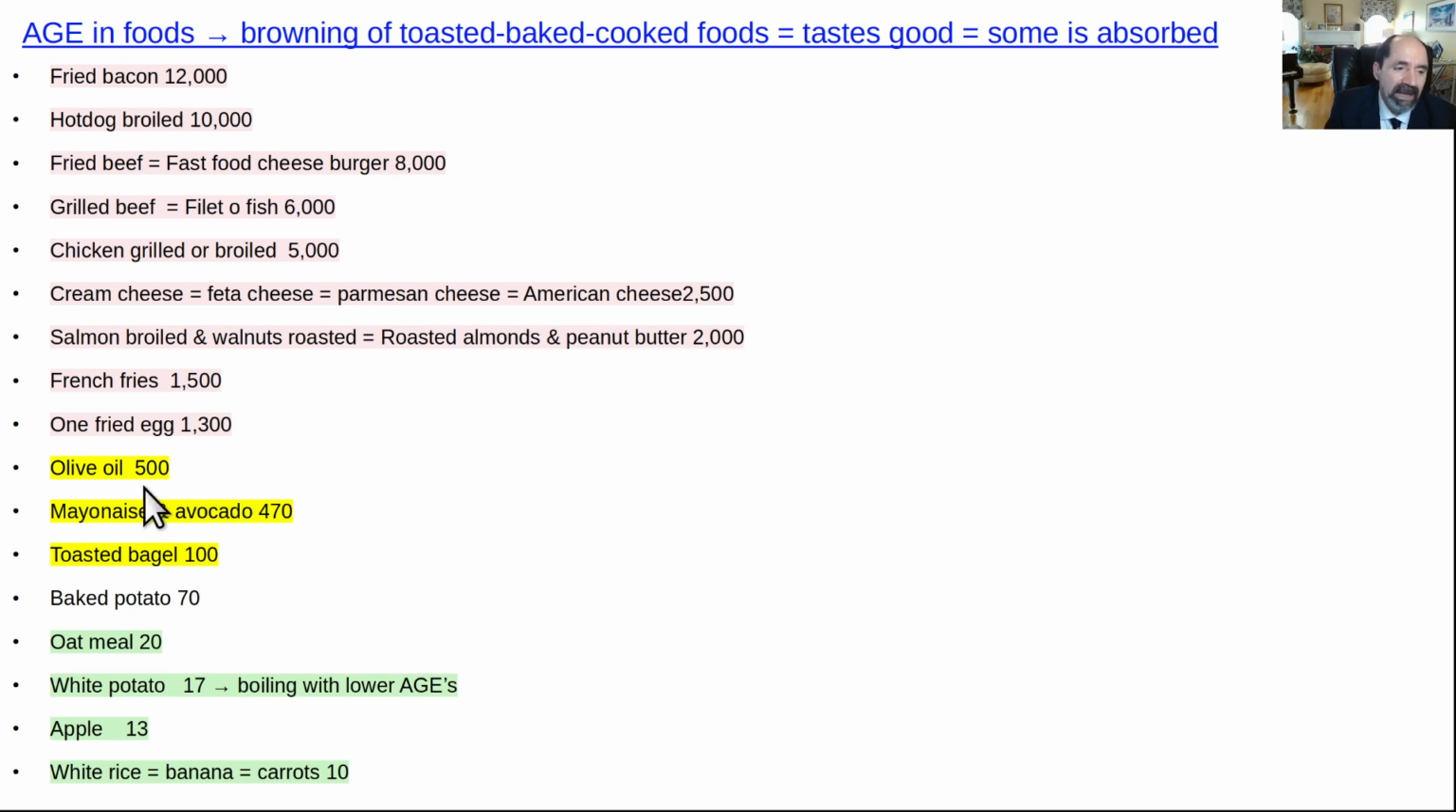Okay, olive oil's got a lot. Same with mayonnaise and avocados. High-fat foods have a lot of AGEs. They just tend to. If you toast a bagel, you're going to get them up there. A baked potato's got a lot more than just a white boiled potato. Oatmeal is about 20, still pretty low. I think oatmeal is a good food. A little higher in fat than the other starches, but still pretty good food. Apples about 13, quite low. White rice, banana, carrots, all real low, like around 10.